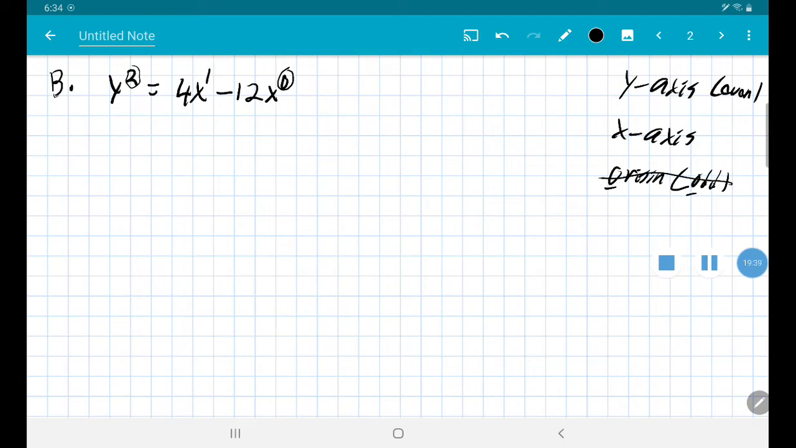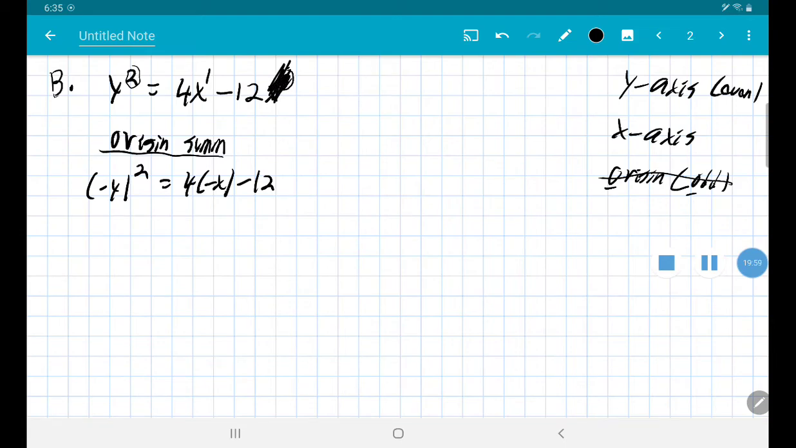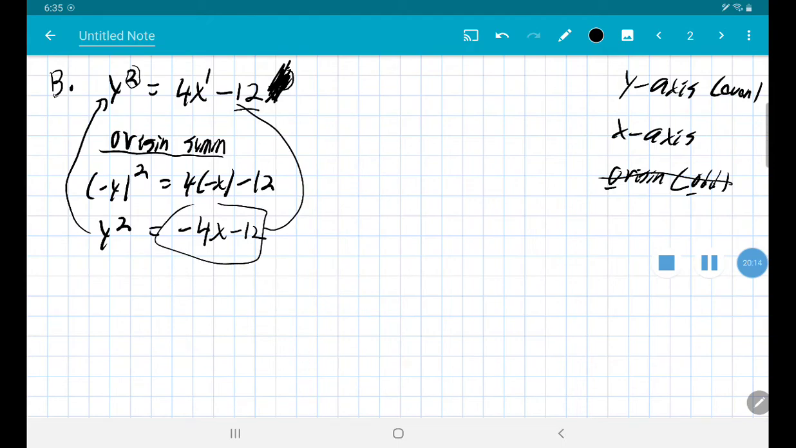Now, if you want me to test it, I actually will test it. If I'm going to test for origin symmetry, I'm going to replace both y with negative y and x with negative x. And again, I don't need the x to the 0. I can put it if you want. And let's see what happens. Well, that's going to turn that y squared right back into positive again. That's sweet. But yeah, no.